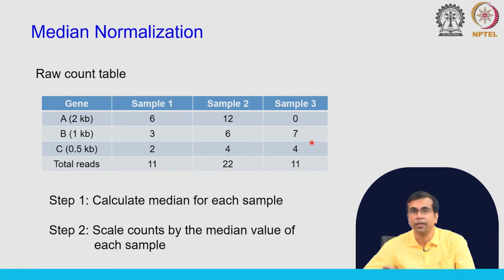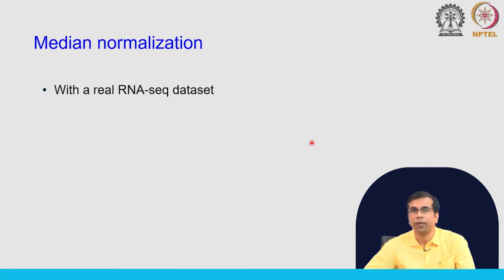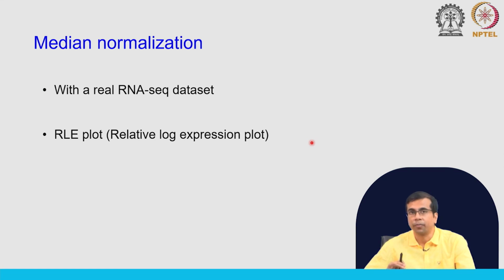So, what I will do now is show the results from a real data set with 6,000, 7,000 genes, and we can then do the median normalization. That is what I am going to do with a real RNA-seq data set, and I will show the results in a plot called the RLE plot. Do not worry about this, it is called the RLE plot, relative log expression plot. We will talk about this relative log expression calculation a bit later, but it is a good tool to visualize our results.